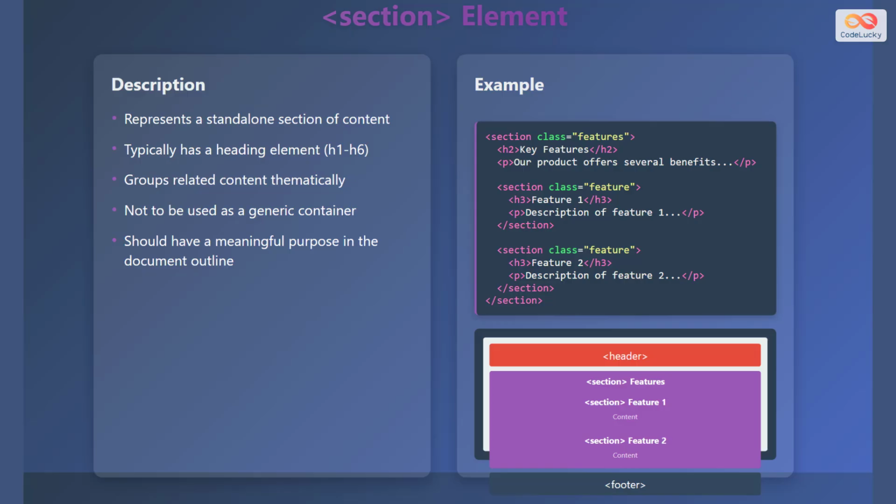Here's an example of how to use the section element. We have a section with a heading, H2, and a paragraph. Inside the section, we have two more sections, each with their own heading, H3, and paragraph. The visual representation shows a page container with a header and footer, and a main content area with a features section, which contains feature 1 and feature 2 sections.